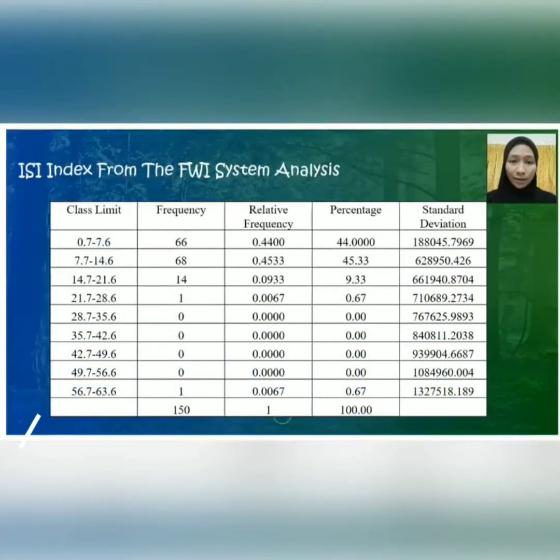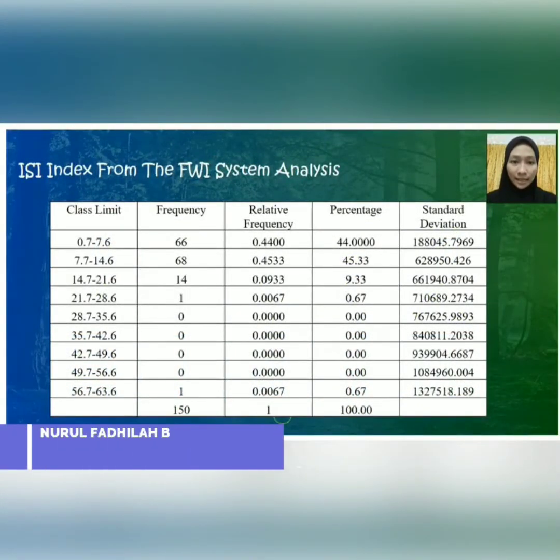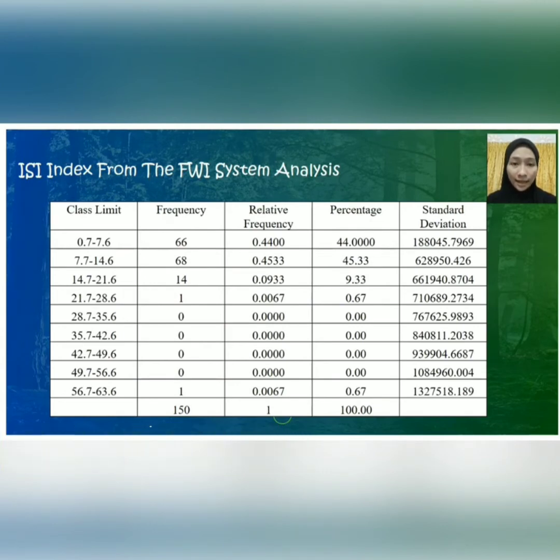This bar graph is representing the ISI index from the FWI system. As we can see, the highest frequency for this ISI index is from midpoint 11.15, which is equal to 68, while the lowest are from midpoints 32.15, 39.15, 46.15, and also 53.15, which is equal to 0. The median for this ISI index is also 0.